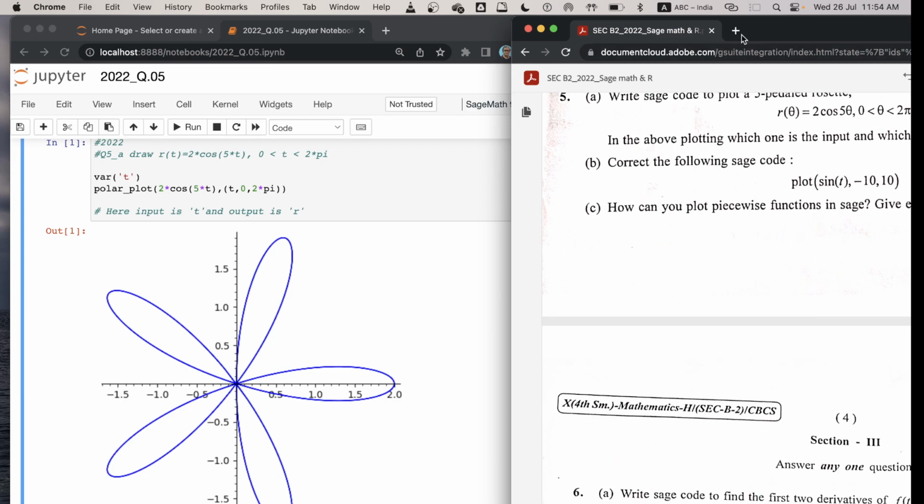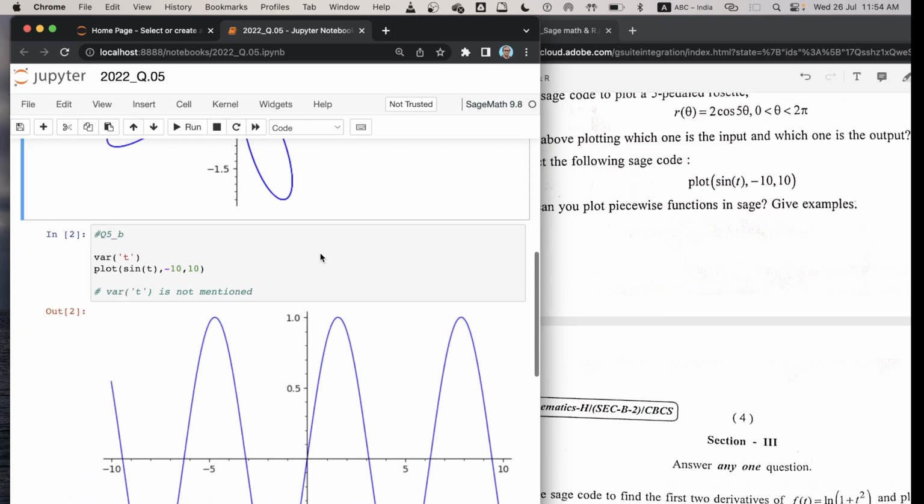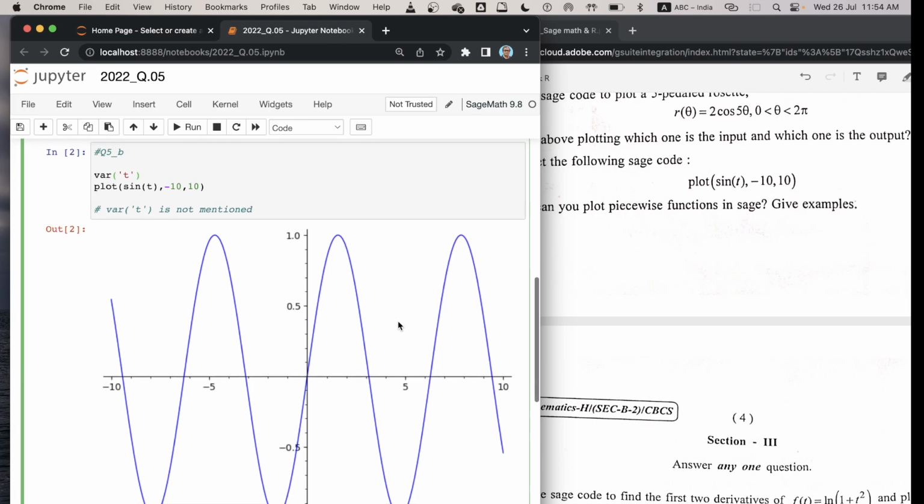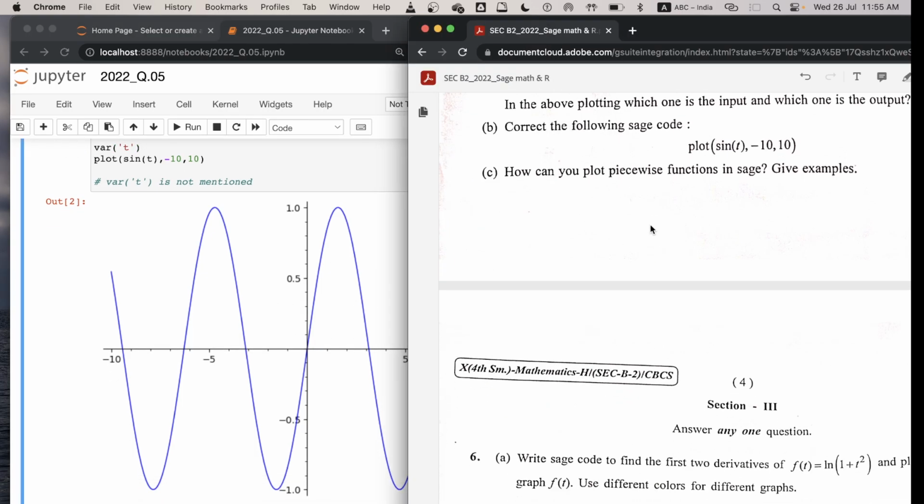Next, 5b. Question 5b: correct the following Sage code, plot sin t comma minus 10 comma 10. In the first line, write variable t, first to define the variable t within single quote, variable t. Next line, plot within parenthesis sin t comma minus 10 comma 10. The range of t is minus 10 to 10 here. So you can get this graph of sin t. Next, how can you plot a piecewise function in Sage? Give an example.